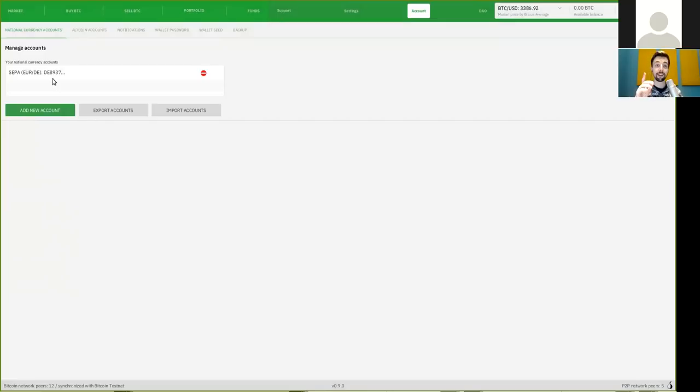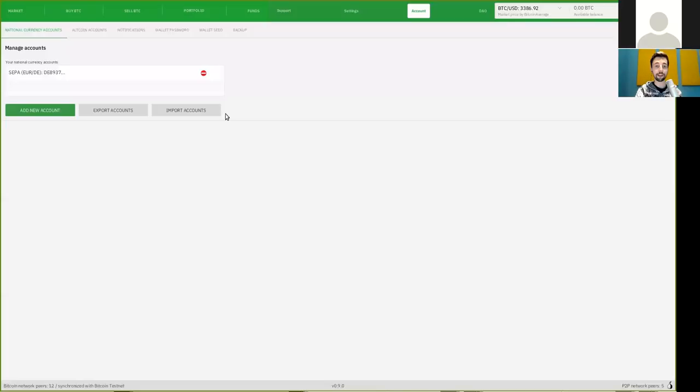And again, this data is stored locally on your device, so you're not going to share this information with anyone else other than the trading partner and potentially the arbitrator, which we're going to talk much more about in the future. And again, that's pretty much it. So this way you can securely set up your SEPA information, which is only transmitted and shared with your trading partner.